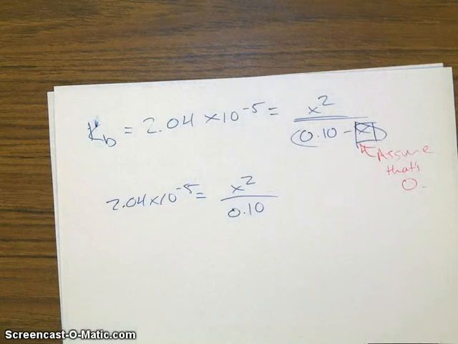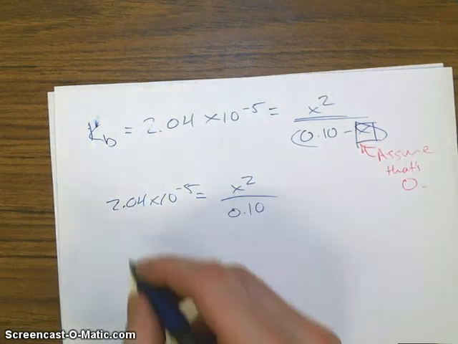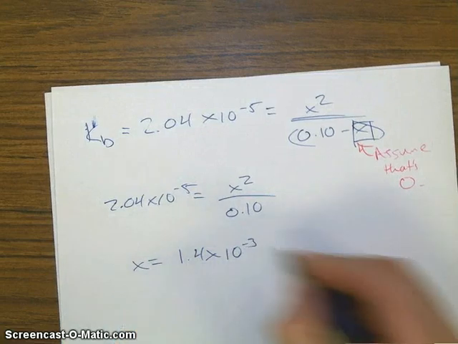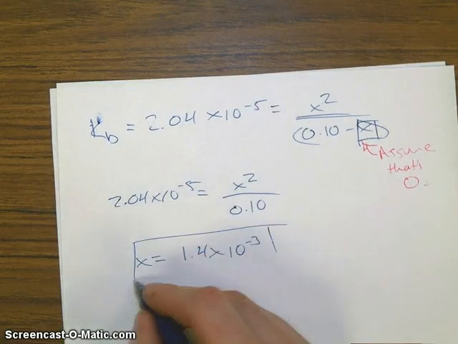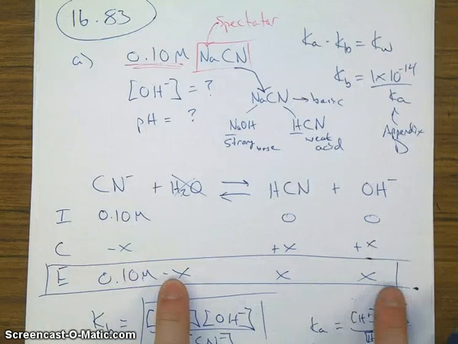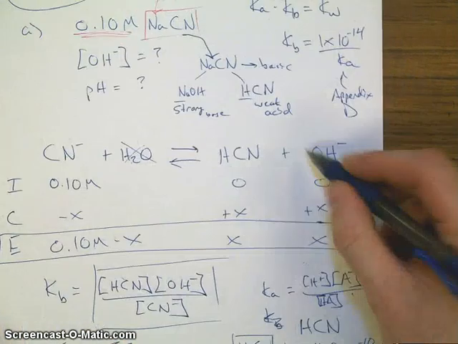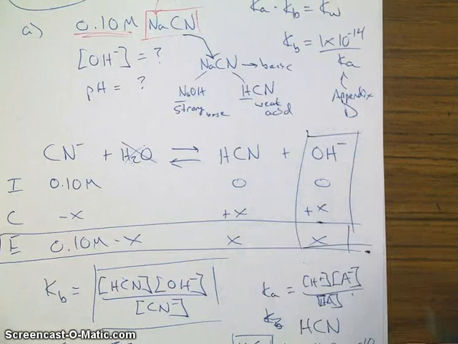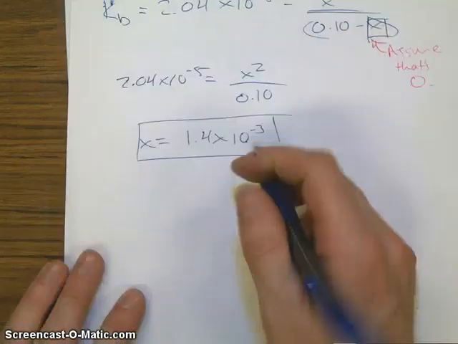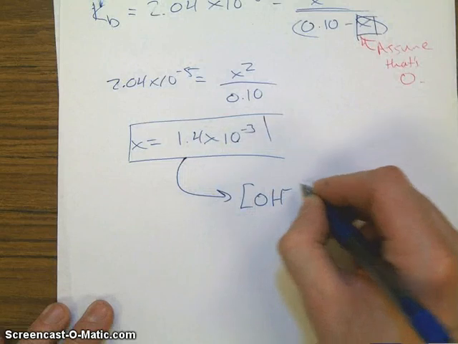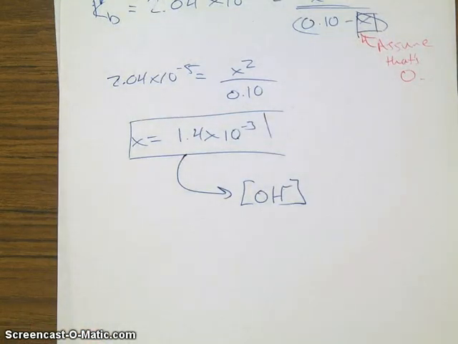Now you just have to solve for x. When I solve for x, I got 1.4 times 10 to the negative third. So what's cool is that x gets plugged into here, here, and here. So x is 1.4 times 10 to the negative third. That tells me my hydroxide ion concentration. So this is OH. So I've already answered half of my question.